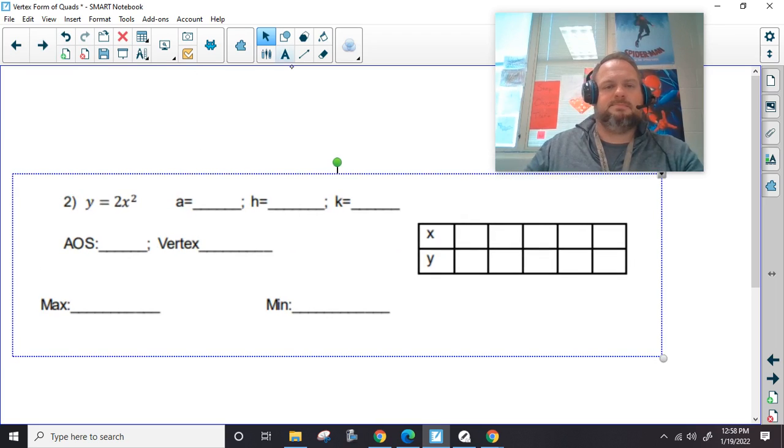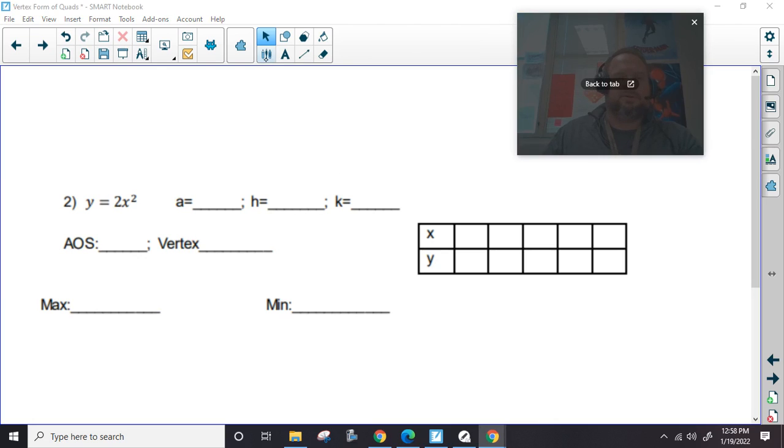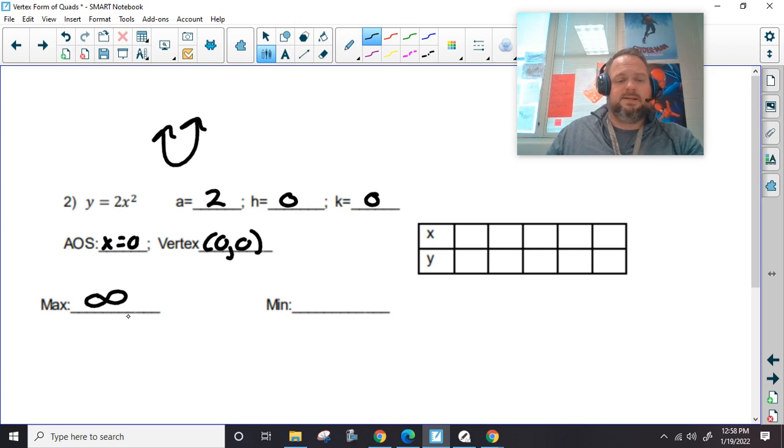All right, so again, let's fill in our stuff. I'm going to shrink me just a little bit. Our A for this is going to be 2. No h value, no k value, still the same thing as x equals 0. Our max, because our a is positive, it opens up, is going to be infinity, and our min is going to be our vertex. I almost wrote the word vertex because I'm saying it so much, but our min is 0, 0.